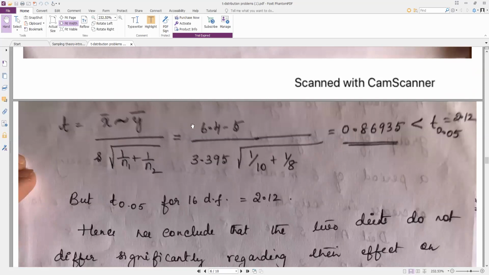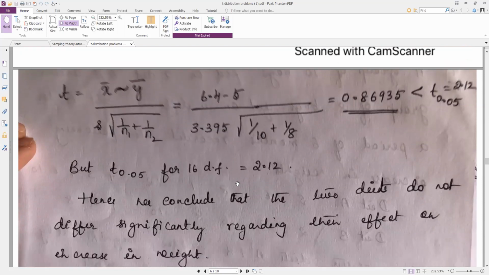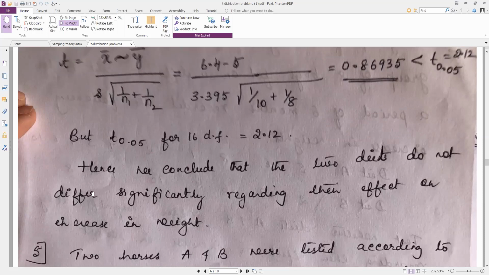Then write the T value: X bar difference Y bar. So 6.4 minus 5. Everything is known to you. Just substitute. And here you get a value less than the table value. So what can we say? This value is given. T at 0.05 for 16 degrees of freedom is 2.1. If it is not given in the exam, you can refer to the T distribution table. Hence, we conclude that the two diets do not differ significantly. Since it is less than, we can accept the hypothesis, or we can say the difference is not significant.